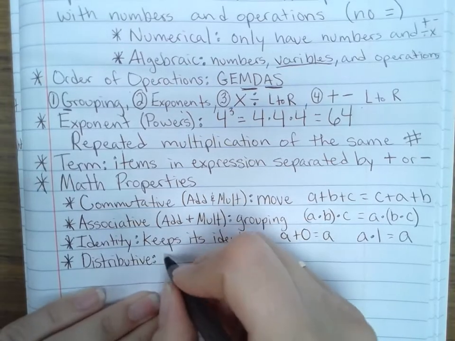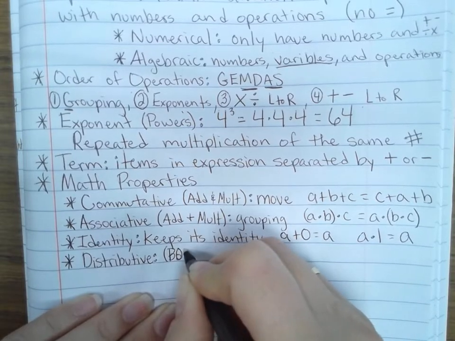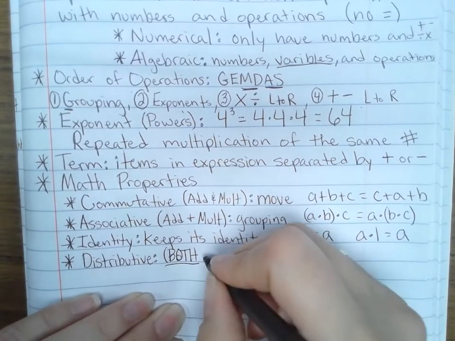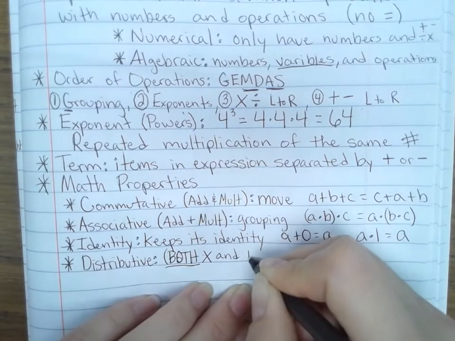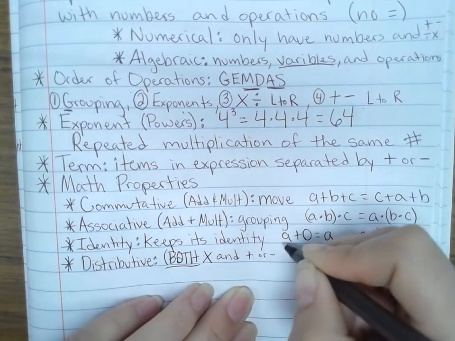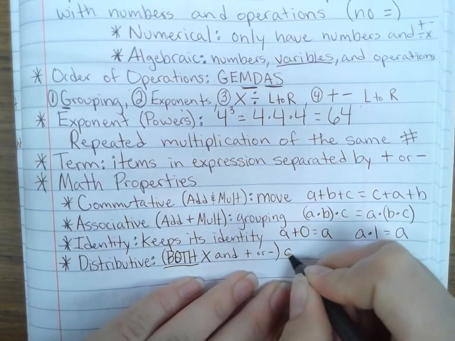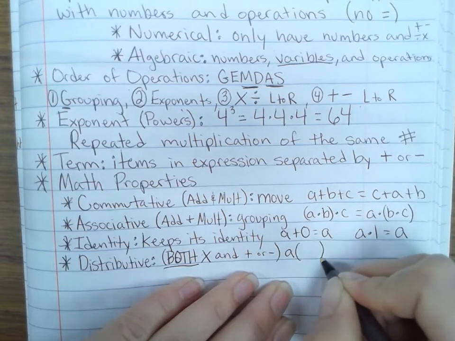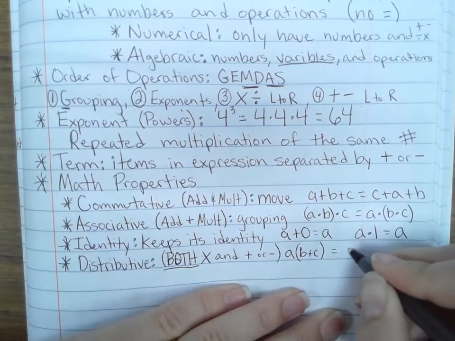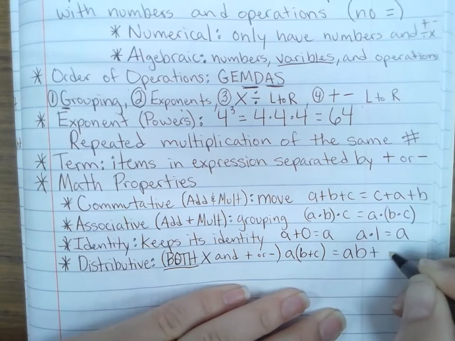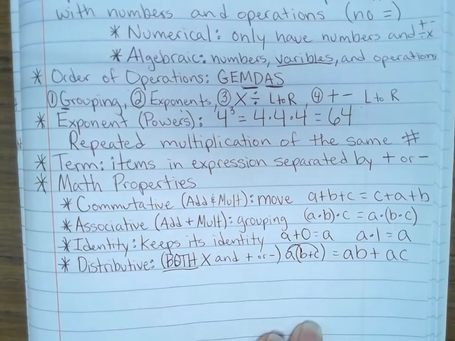Okay, and the distributive has both multiplication, so I want this in big bold, both multiplication and addition or subtraction. That is a clue that you're using the distributive property. What that would be is if I have a number multiplied to a sum or difference, so let's say a times (b plus c), then that's the same as a times b plus a times c. We're distributing a to both terms.